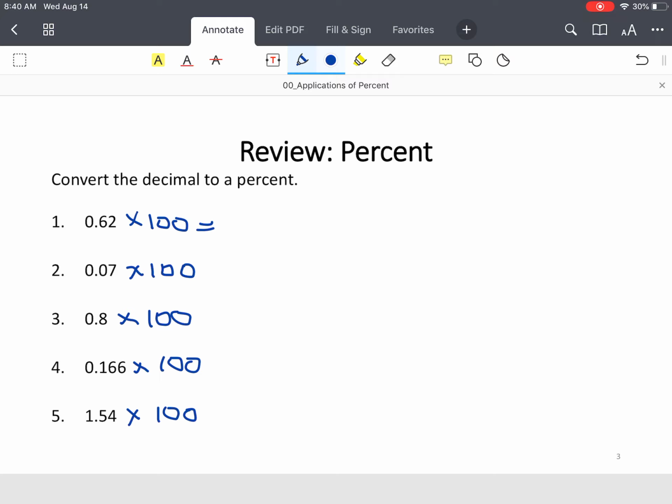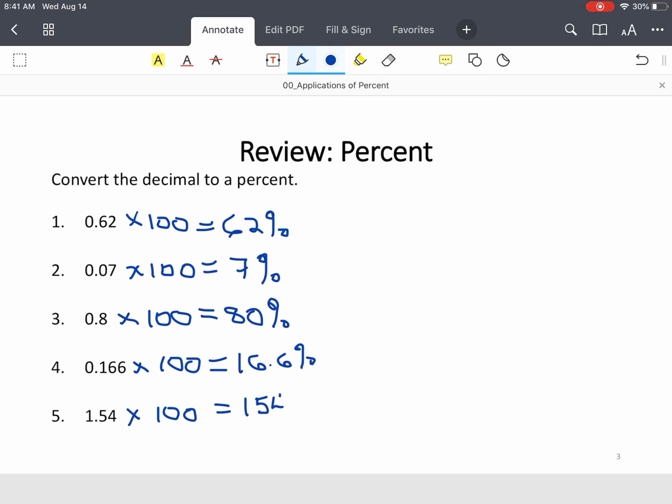So 0.62 times 100, that's 62%. 0.07 times 100, or 7 cents, that's 7%. All right, that's 80 cents, or 0.8, that's 80%. Now notice percent is just shorthand. 0.166, that's 16.6%. 1.54, all right, that's $1.54, or 154%.